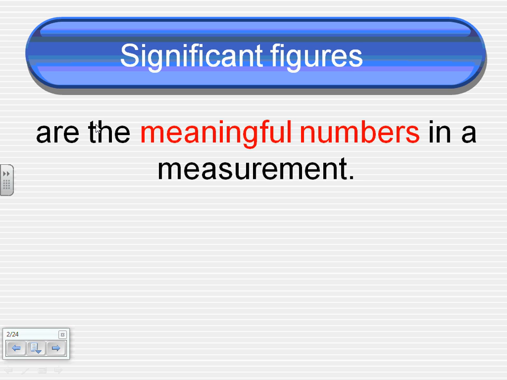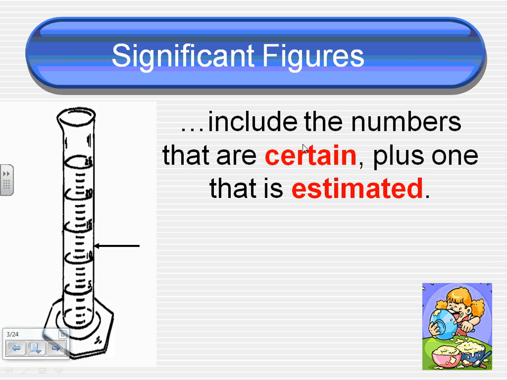All right, and they are meaningful numbers in a measurement. They are telling us what is the instrument that we're using, what is it marked off in? What is the scale? What is it telling us? Okay, so it's all meaningful numbers. Significant figures include the numbers that are certain, so what it's marked off, and we know that for certain, plus one that is estimated. So it's telling us that it's about maybe 0.5. All right, it all depends on what it's marked off in.